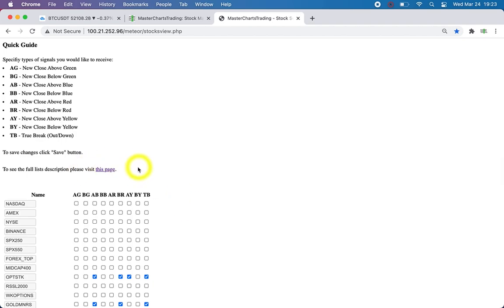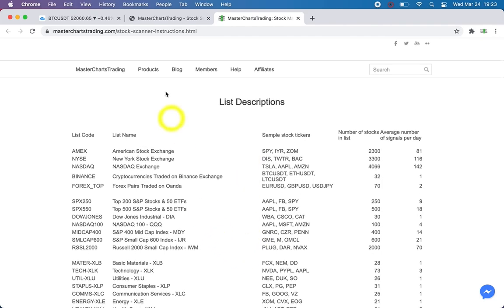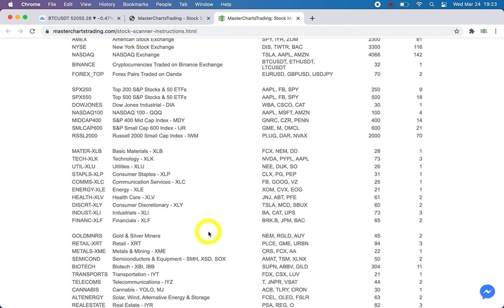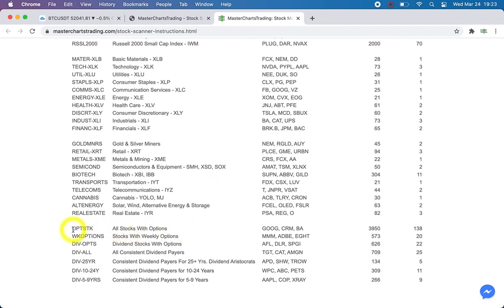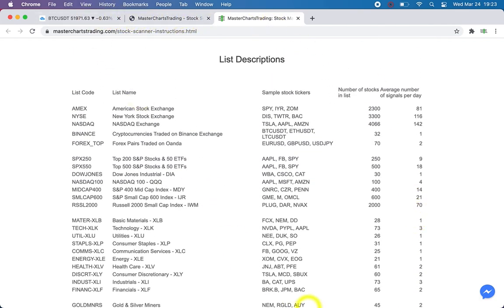So what does it look like? If you go to the interface, you can see there is a full list of descriptions of each list here. So for example, I mostly personally use this list, OPTSK, all stocks with options. So this scans close to 4,000 stocks, and I get close to 138, however many alerts I get per day. And so the email looks like that.